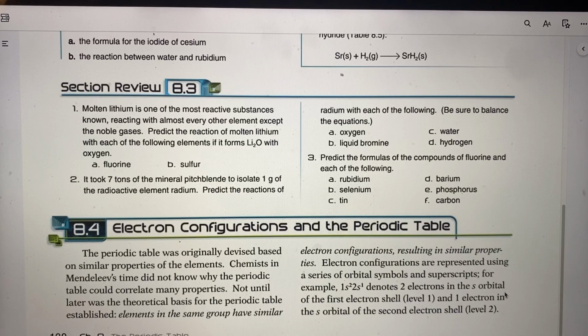So we're in chapter 8, section 4. I think I said chapter 7 before, so if I did, I made a mistake. We're in chapter 8, and we're on the periodic table. We're going to be talking about electron configurations and the periodic table. So this whole section is going to be on configurations of the electrons.